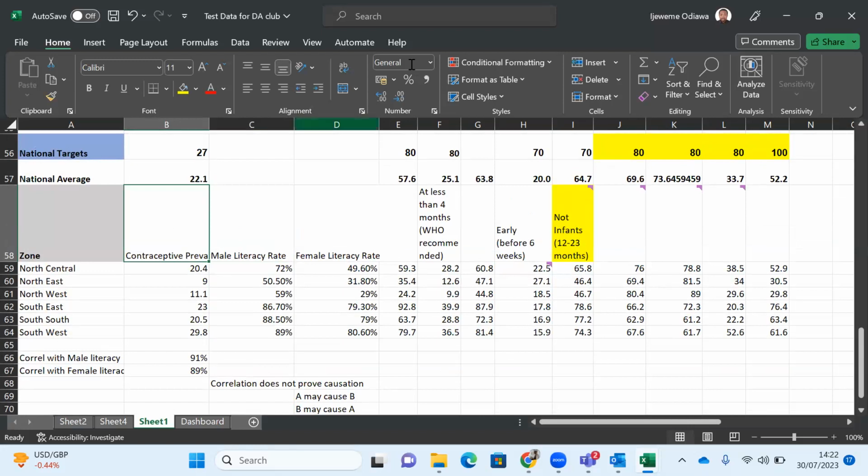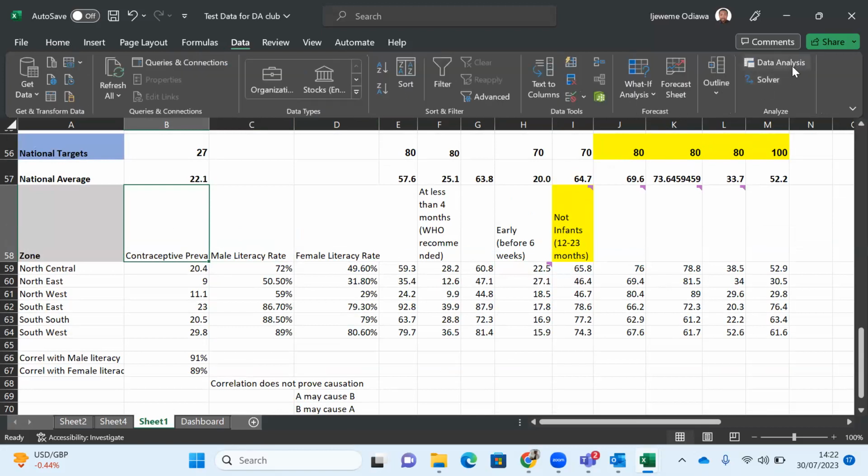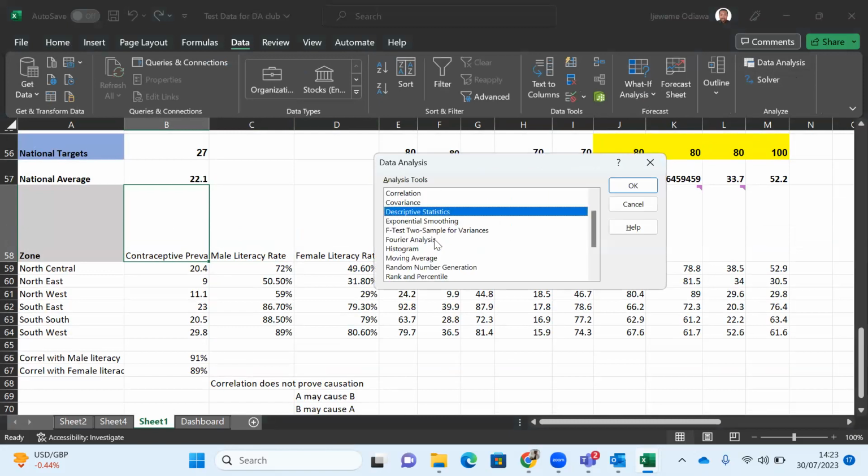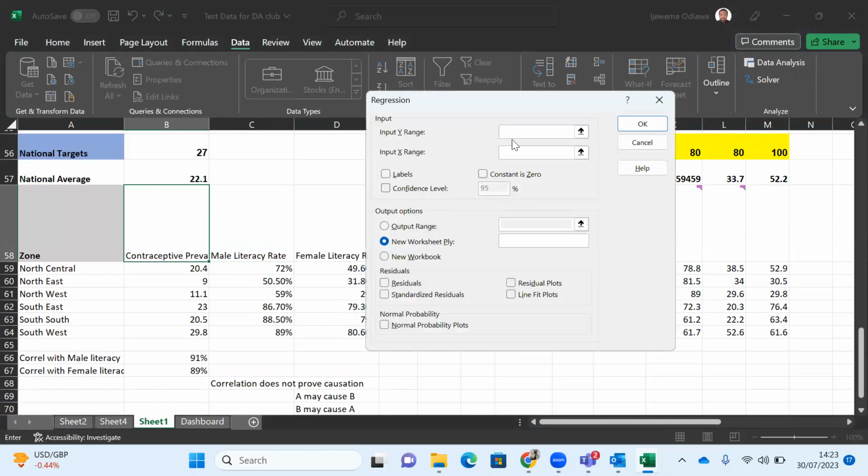If we do a regression, I'm sure we already know how to do that, with the same steps: data analysis, regression analysis. Okay. So what is my Y? Y is what we are looking for. We are saying Y is a function of this. So contraceptive prevalence is a function of male literacy?